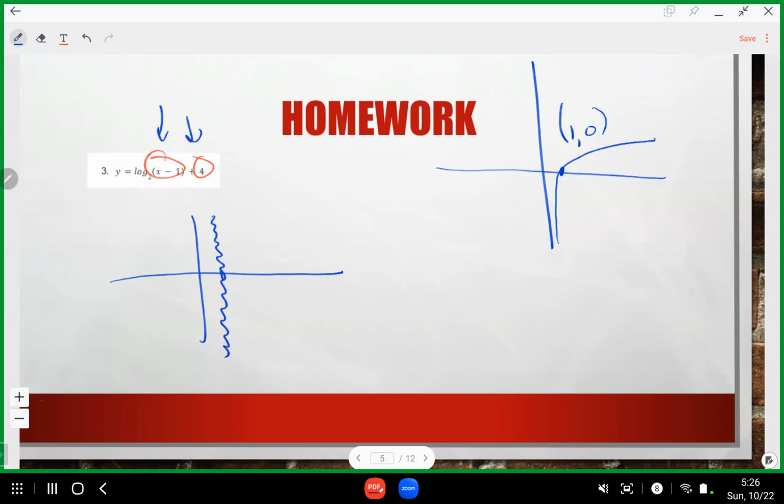And yeah, the reference point is going to be plus 4, right? So it's going to be 2, 4, right? So something like this. And then you'll have this. Okay? So I think that's about it for the graphing.